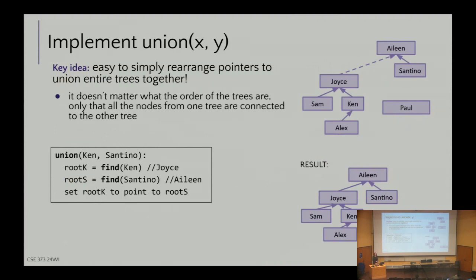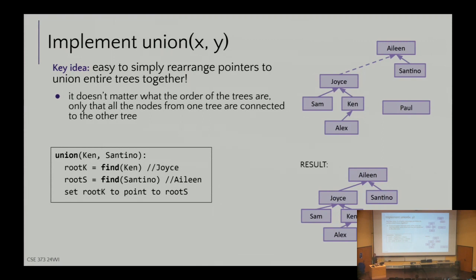Okay, how do we implement union then? Let's say I want to union Ken and Santino. What I'm going to do is first, I'm going to call find on each of Ken and Santino. That's how I know whether or not they're in the same collection. And if they're not in the same collection, then I have their two overall roots, and I just update the parent pointer of one of those overall roots, which we know is null, so I can just add something to it without losing anything, to point to the other overall root.